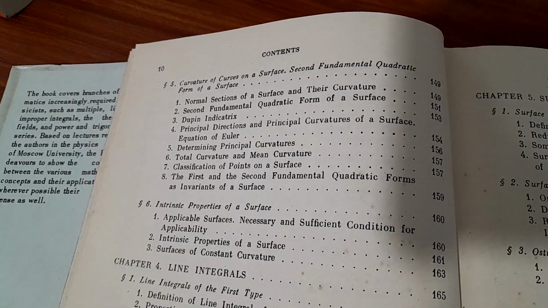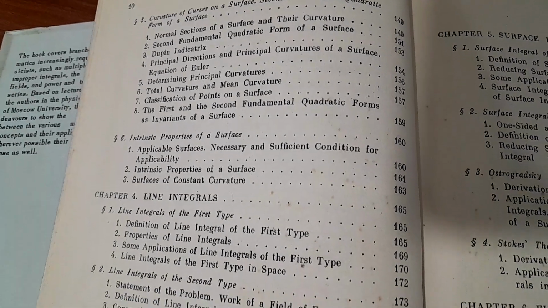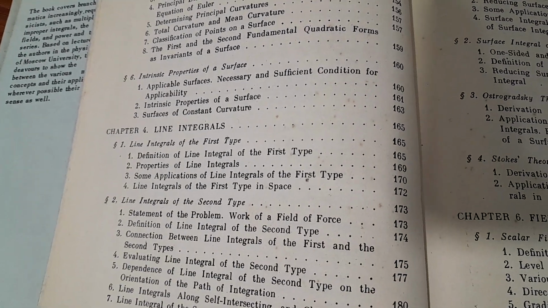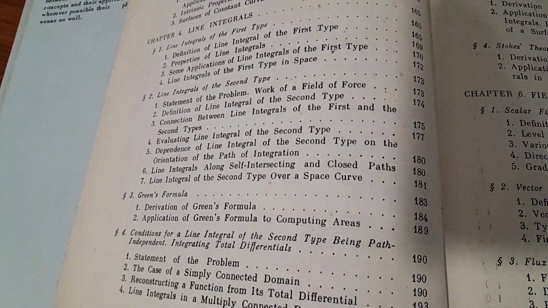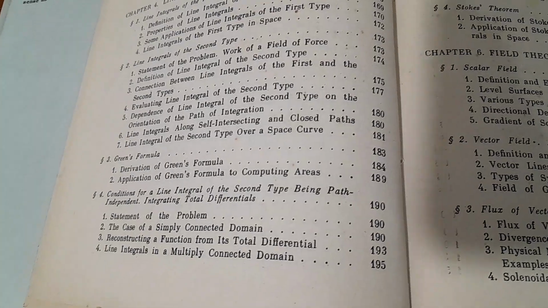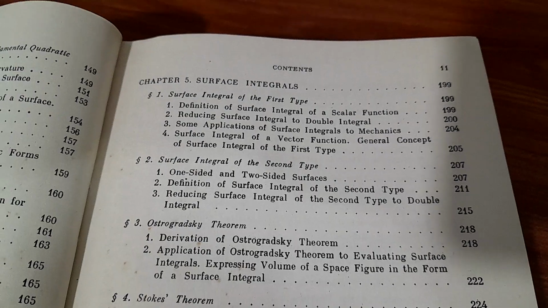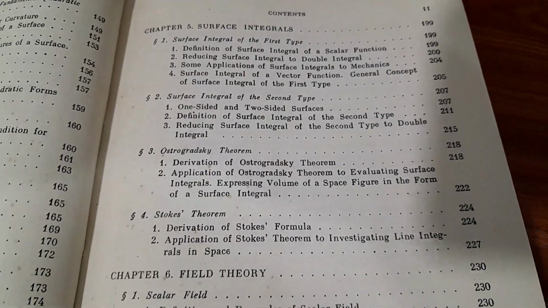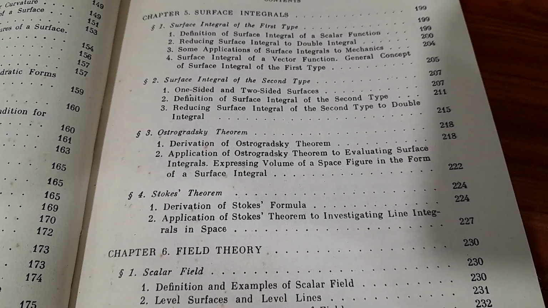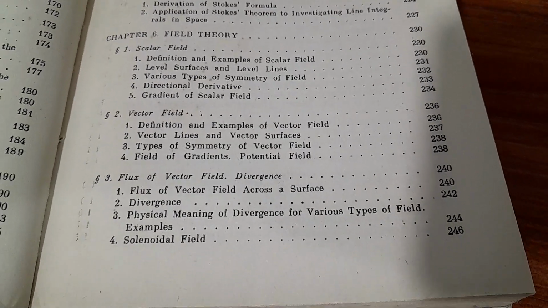And we have curvature of curves on a surface, second fundamental quadratic form of a surface, intrinsic properties of a surface. Chapter 4 is line integrals of the first type, line integrals of the second type. We have Green's formula, conditions for a line integral of the second type being path independent, integrating total differentials. We have surface integrals, that is chapter 5: surface integral of the first type, surface integral of the second type, Ostrogradski theorem, Stokes theorem.